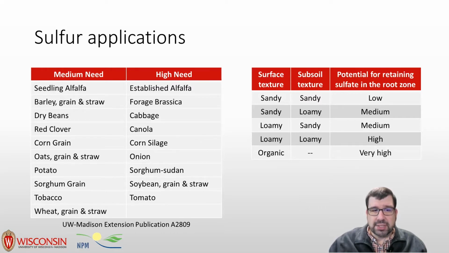To the left is a list of crops that might be in your crop rotation based on the need for sulfur fertilization. If the potential of a soil to retain sulfate is low or medium and no manure has been applied in the past 2 years, a sulfur application will most likely be needed for crops with a medium or high relative need. If the soil is organic or if a significant amount of manure was applied, then a profitable yield response to sulfur is unlikely.